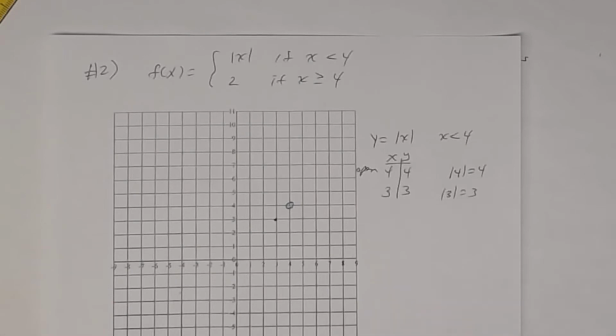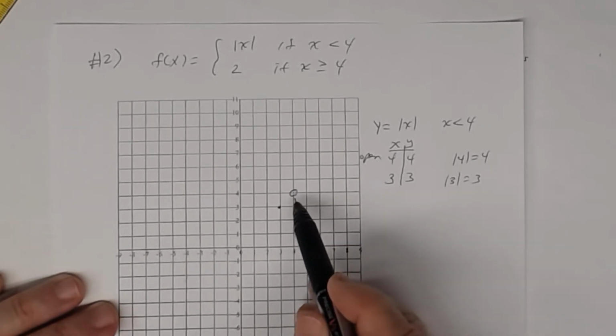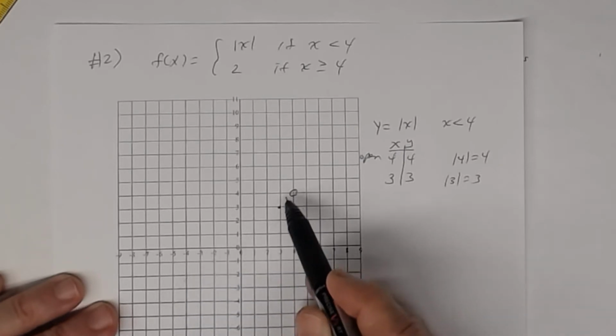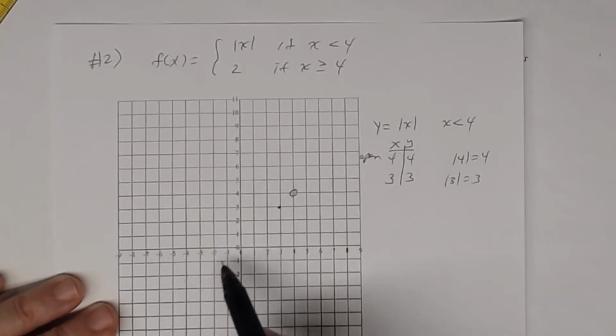Now be careful. Some students, now watch my pen, want to draw a line like this. Be careful. The absolute value is not a line, right? Don't draw a line like this. It is not this. It's not a ray.